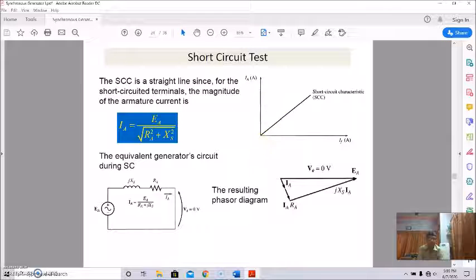This is actually IA versus IF, and the short circuit characteristic is a straight line for the short-circuited terminals. The magnitude of the armature current is IA equal to EA over the square root of RA squared plus XS squared. And the equivalent generator circuit during short circuit will be like this. Okay, so the resulting phasor diagram will be like this: Vφ is 0 volt, and this is actually IA, this is IaRa, and jXs. Okay, so this is the induced EMF.